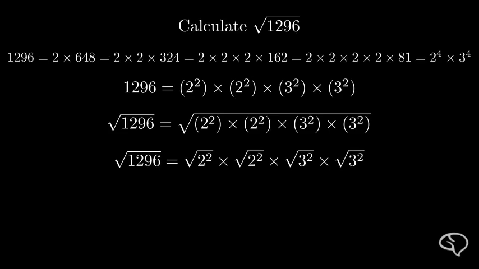Finally, we simplify each term. The square root of each squared term is just the base, so we have 2 times 2 times 3 times 3, which equals 36. Therefore, the square root of 1296 is 36. This method is reliable and works for any perfect square. It's a great way to understand the structure of numbers.